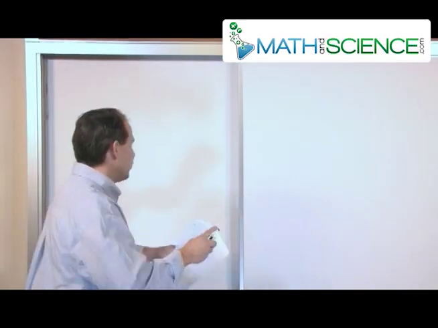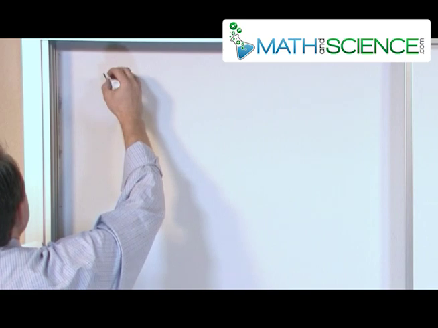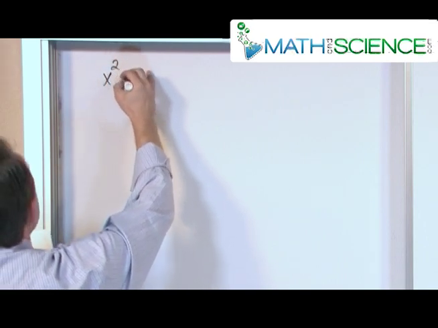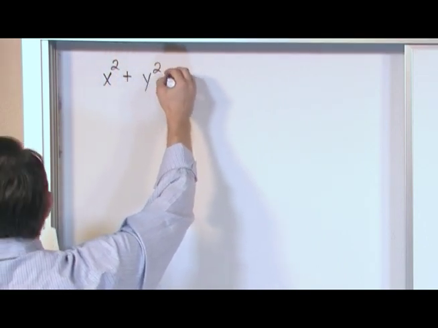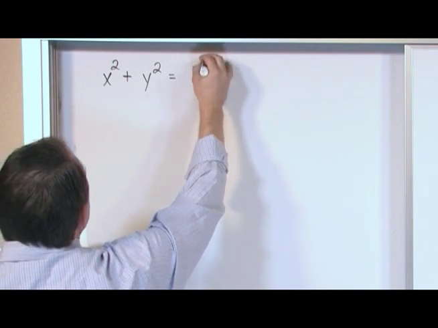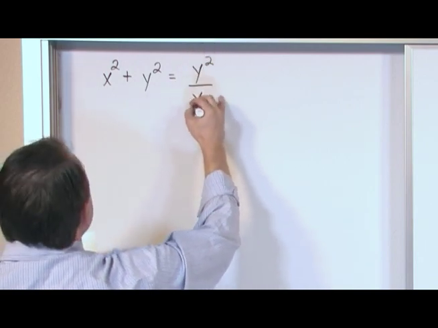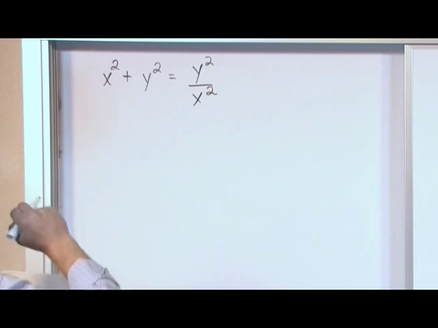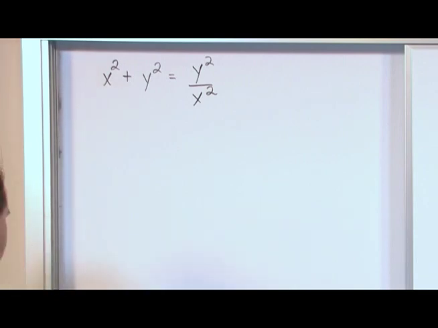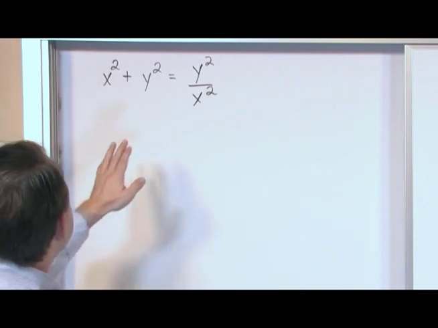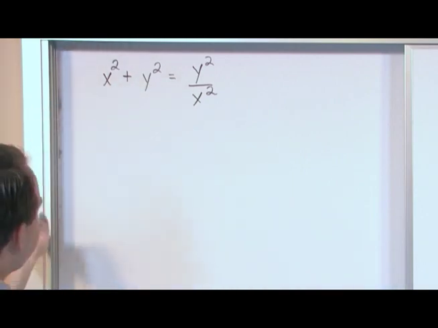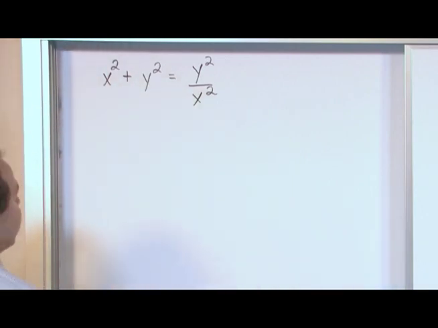So let's just get right started and get some additional practice. What if you were given x squared plus y squared is equal to y squared over x squared? Now notice that this equation is not already solved for y. If it were already solved for y, you could just take derivatives in the normal manner. But since it's not already solved for y, we have to use our implicit differentiation.